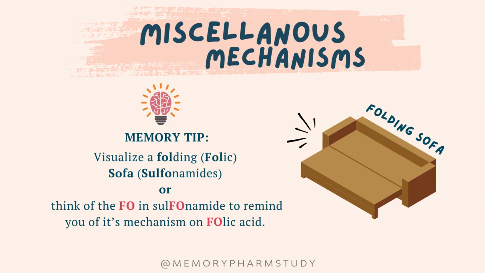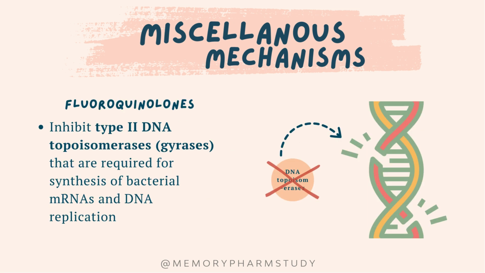To remember this, use the memory tip folding sofa. If you can recall, the visual anchor for sulfonamides is a sofa. To remember the mechanism of action, envision a folding sofa. Folding is for folic acid and sofa is for sulfonamides. Or you can also think of the FO in sulfonamides as reminding you of its mechanism on folic acid.